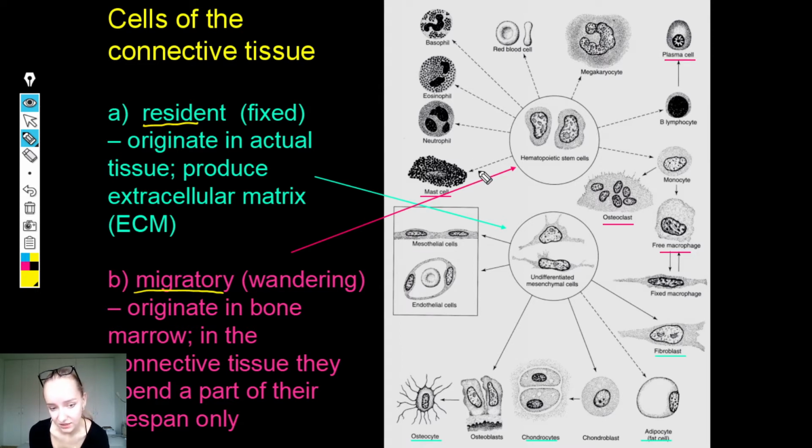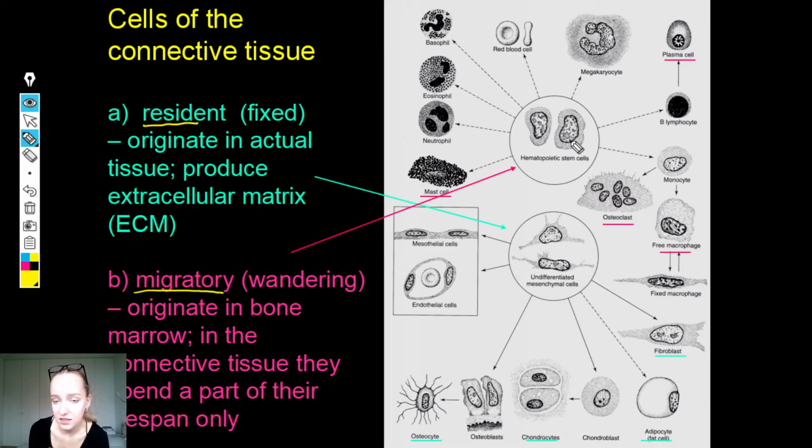Then we have migratory cells that come from the bone marrow. They do not originate in the actual tissue. They stay for a while in that tissue and go away right after, or maybe stay there. What that means is that their precursors are white blood cells. So we have hematopoietic stem cells in the bone marrow, which create several types of cells, and a monocyte, which is a white blood cell, then differentiates into, for example, free macrophages or osteoclasts, which are in the bone. And these are types of migratory cells.